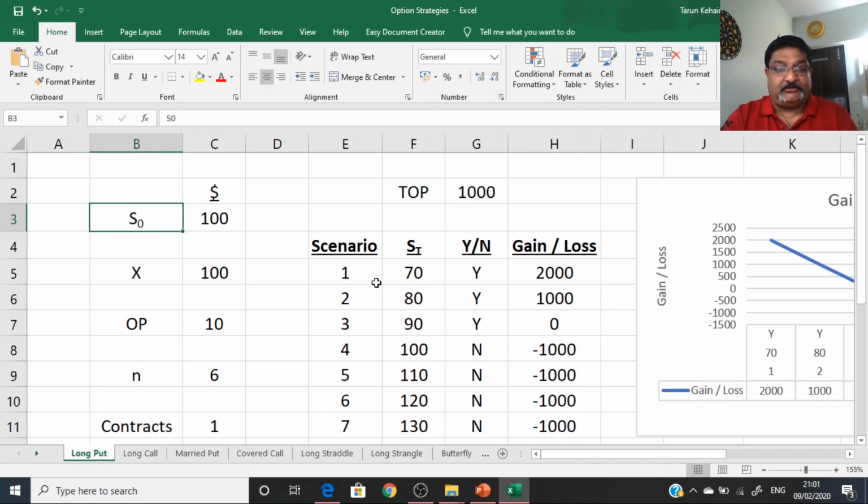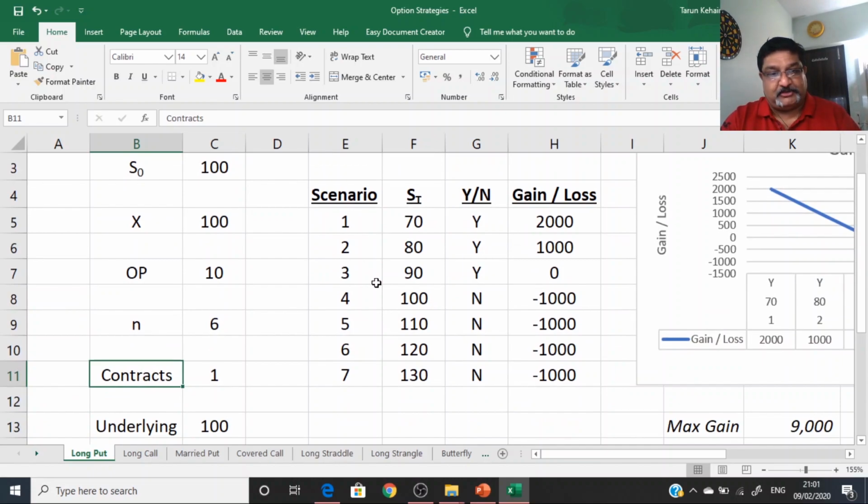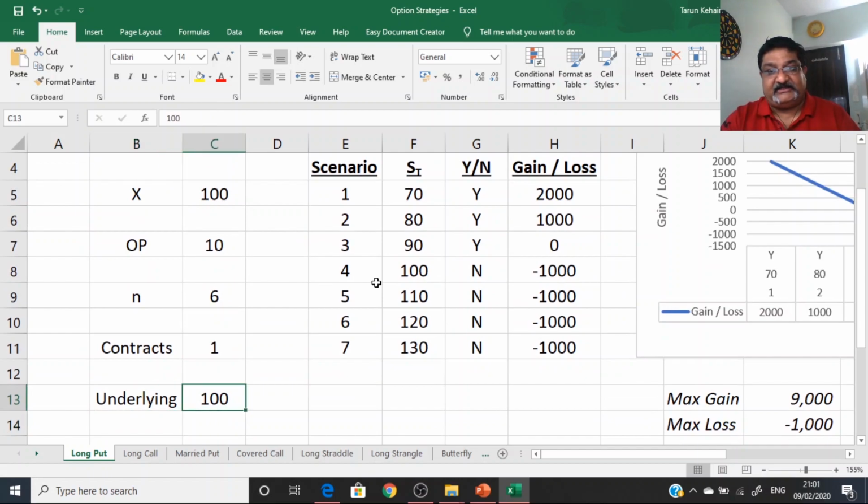Wherever I have written S0, that is the spot price of the underlying security, that is today. Wherever I have written X, it refers to the exercise price. OP refers to the option premium or the option charge. Remember, options give you the power of choice, and therefore there is a price or a cost attached to it. N is the number of months. In this case, substantially for all the examples, I've used a 6-month window. Contracts is the number of option contracts that the investor or the trader is looking at, and underlying is the number of securities or the stocks that form part of each contract.